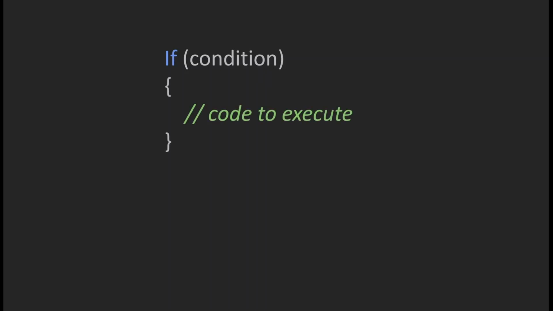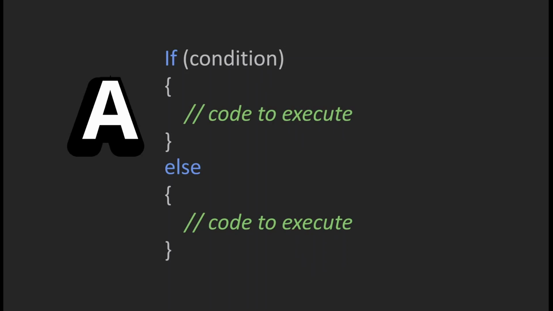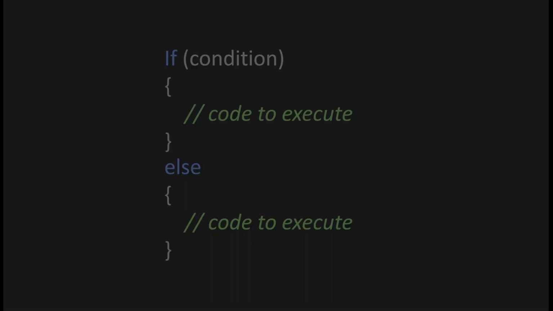So what does it look like in Java? We have the if statement here with a condition which evaluates to either true or false. And in the body between the braces, we have the code to be executed. Now, if the condition is false, I can add my else block here after the body of the if statement. The body of the else block is executed if the condition is false. So we get this either A or B set up.